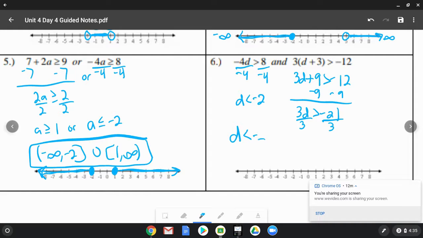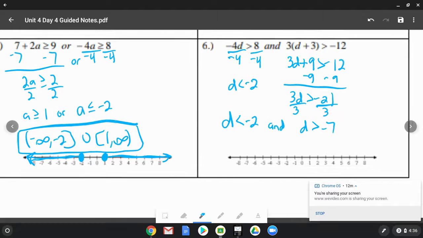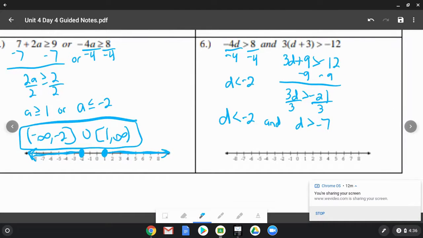So now we have d is less than -2. And d is greater than -7. So the word "and" tells me it's probably going to be shaded in between. So let's see here. It should be, if we did this correctly. So greater than and less than. Yep, looks like it's right in between if we follow those arrows. So if we set this up correctly, that's -7 to -2 with parentheses on both sides. So that's how we do number 6.